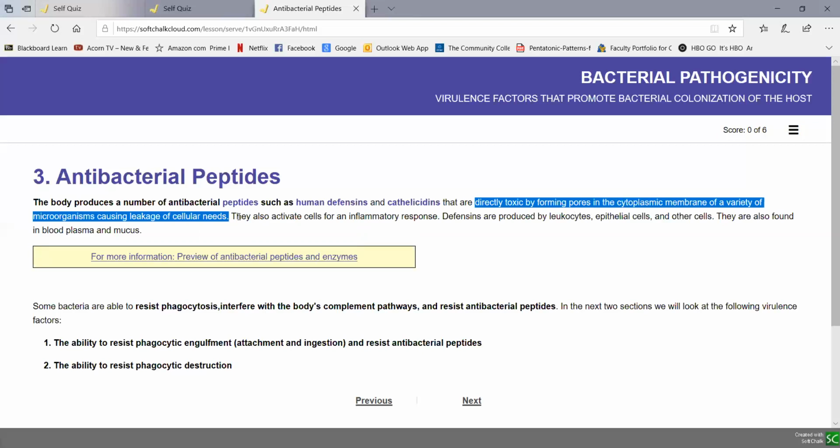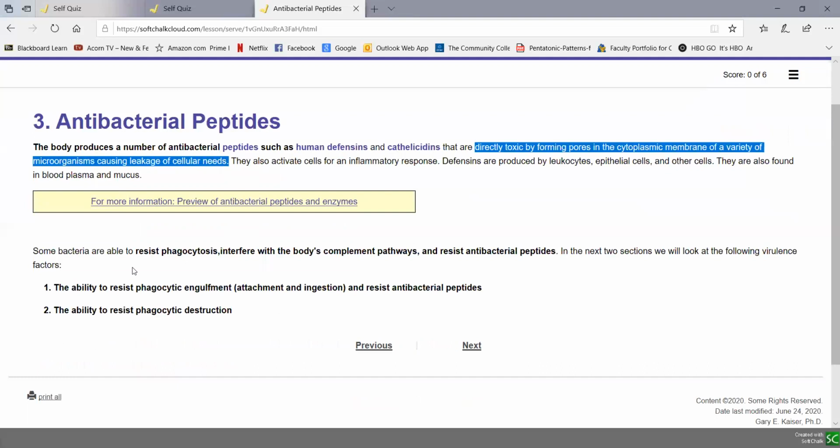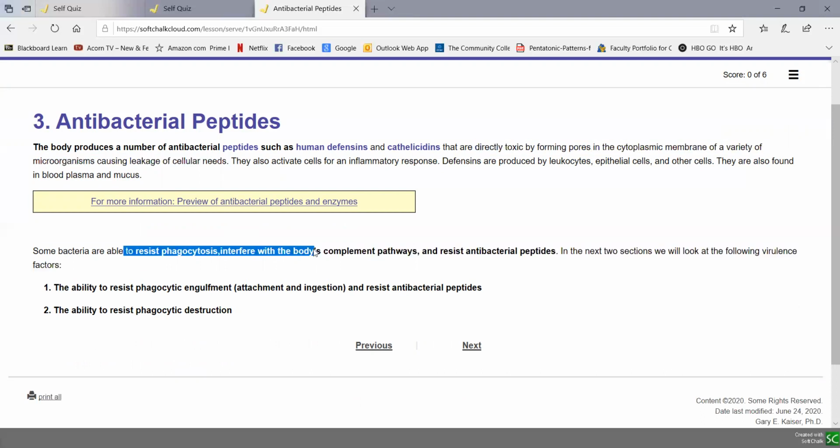So that's a little bit about innate immunity, specifically the role of phagocytosis, the complement pathway, and antibacterial peptides in innate immunity. So our point here is that one of the ways bacteria can better colonize the body is to resist innate immunity, to resist phagocytosis, or interfere with the complement pathways, or resist antibacterial peptides.